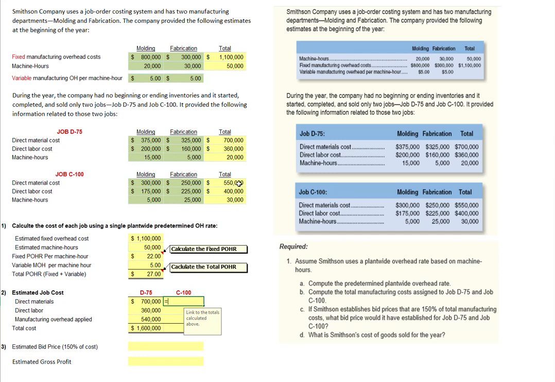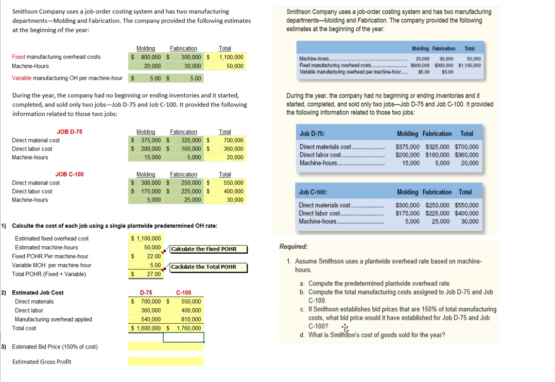For job C100, we're going to pick up the direct material cost. Total cost between fabrication and molding is $550,000. Our total direct labor cost is $400,000. And again, we're going to apply our manufacturing overhead using our plant-wide predetermined overhead rate of $27 per hour times the 30,000 total machine hours, giving us a total job cost of $550,000 plus $400,000 plus $810,000, or $1,760,000.